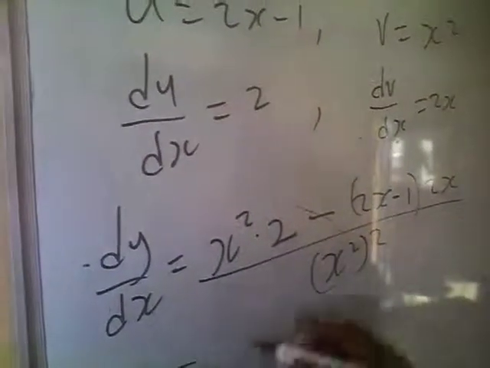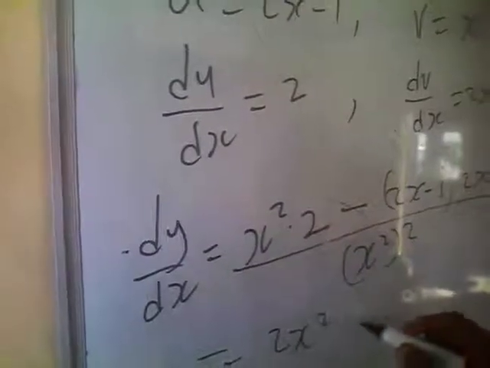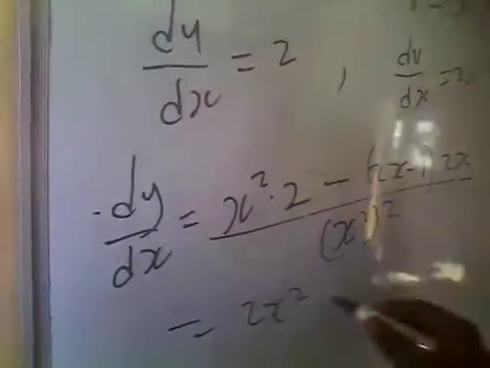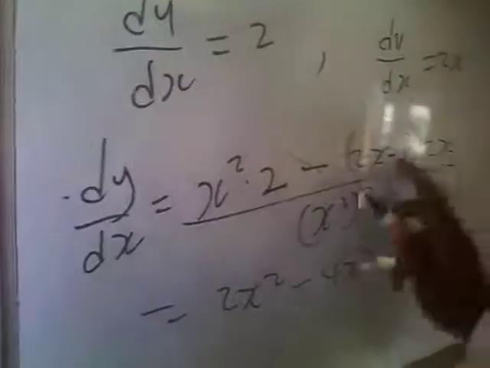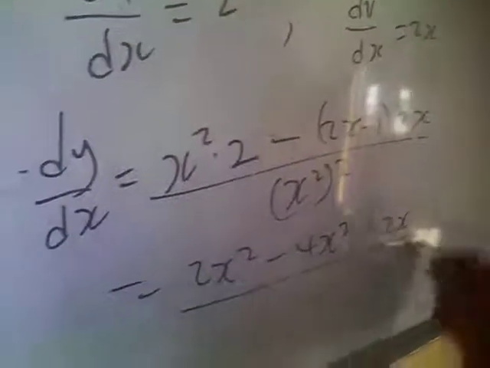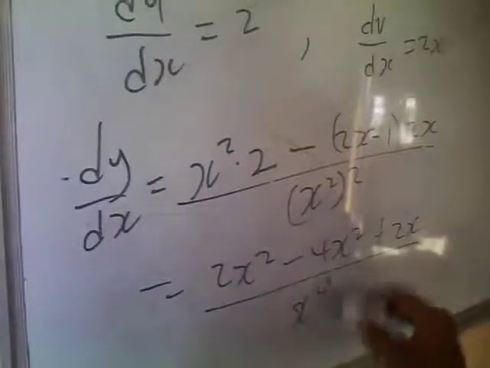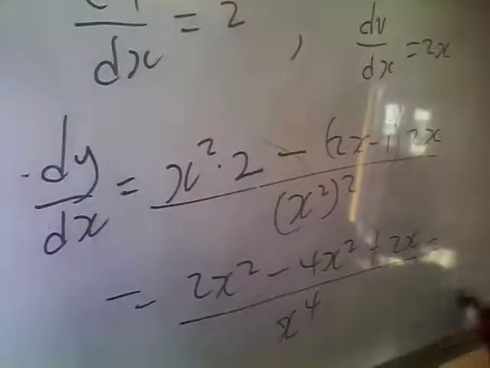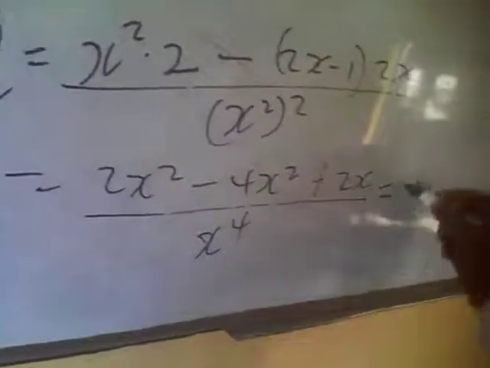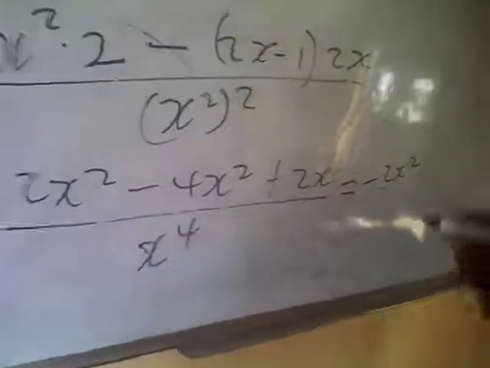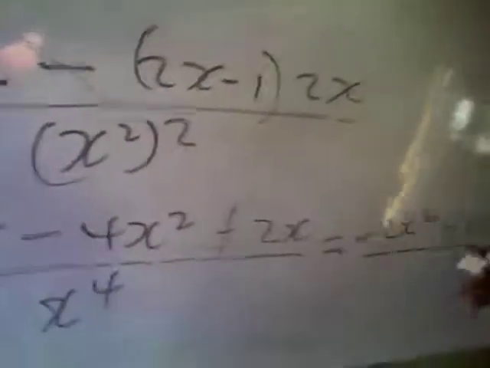So we have 2x squared. Now 2x times 2x, that's 4x squared, then times minus, that's minus 4x squared, then minus 1 times 2x, that's minus 2x, times minus, that's plus 2x, all over x raised to power 4. Now that is what we have. Now we can finalize by finding the difference. We have 2x squared minus 4x squared, that's minus 2x squared. We have minus 2x squared there, then plus 2x all over x to the power 4.